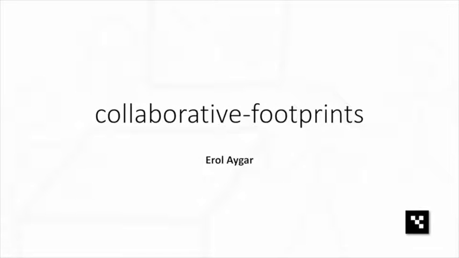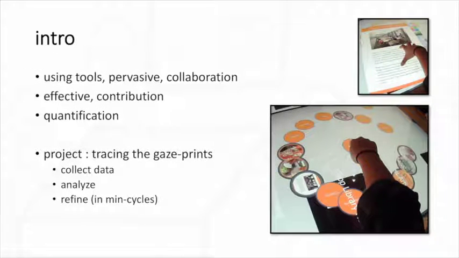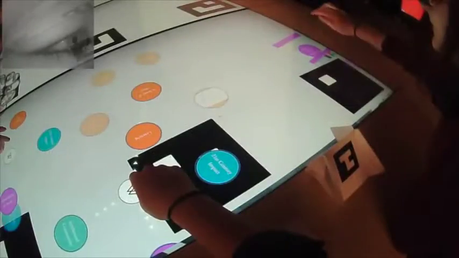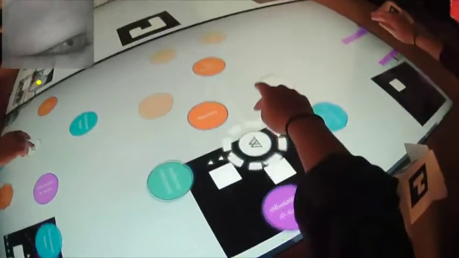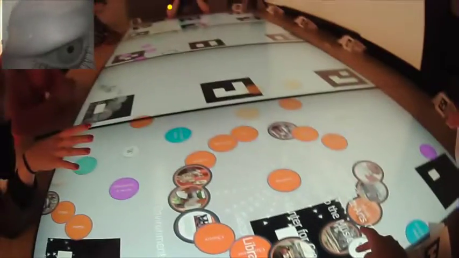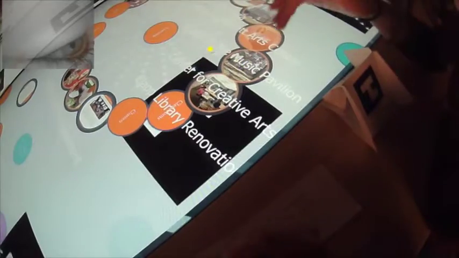Hi, I want to talk about my project, Gaze Footprints in a Collaborative Environment. People accomplish tasks using tools available to them and usually work in groups when possible. These tools have a variety of forms and most of them are electronic devices nowadays. They are interconnected, they have high resolution displays, and they have relatively large scale computation capabilities.